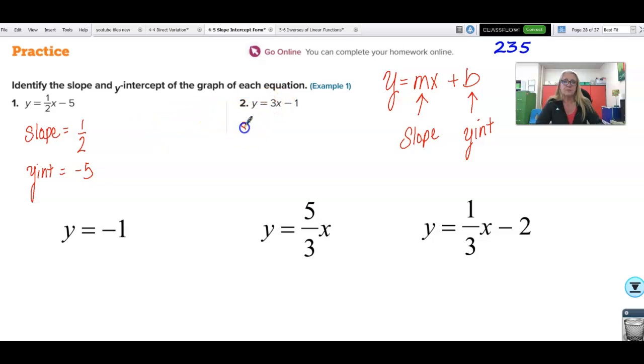Over here, the slope is the number in front of the x, 3. The y-intercept is this number out here, -1.